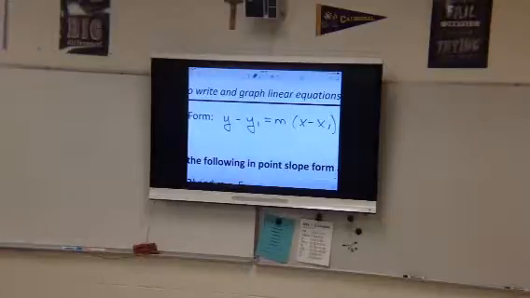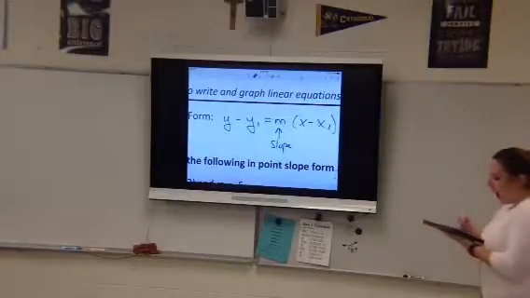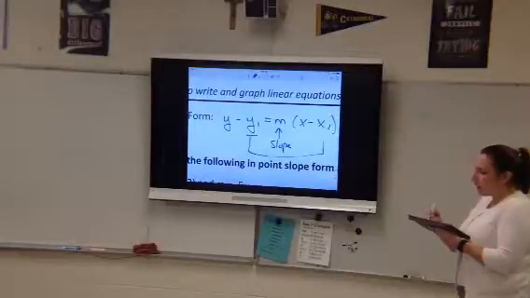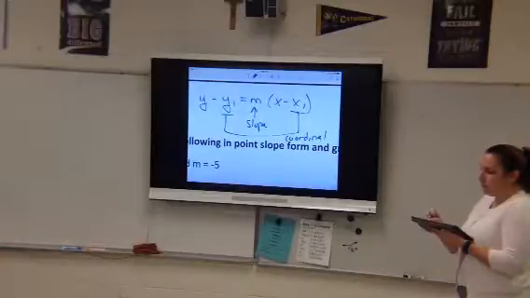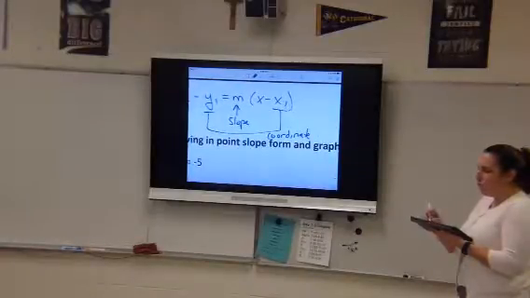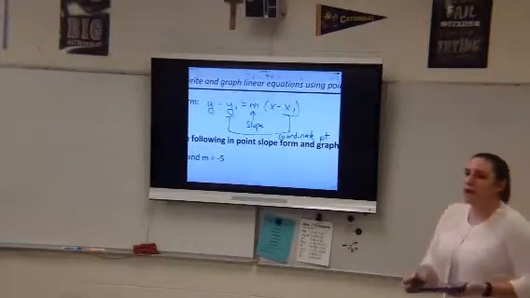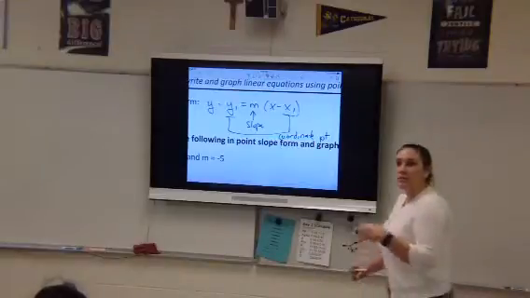Okay, so what do you think m is? Slope. Okay, and then in this case, the y1 and the x1 is going to be our coordinate point. The x1 and the y1 is where we're going to be putting in coordinate points. So yesterday we kind of talked about how x and y were coordinate points. Today we're actually going to be starting to plug in those coordinate points.